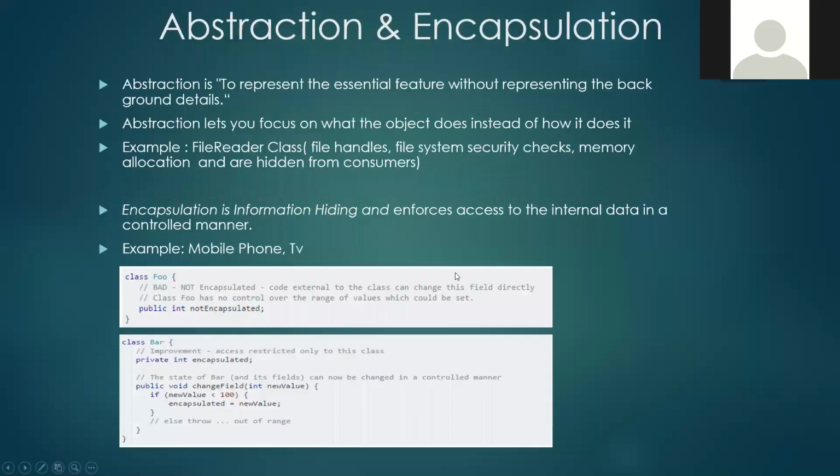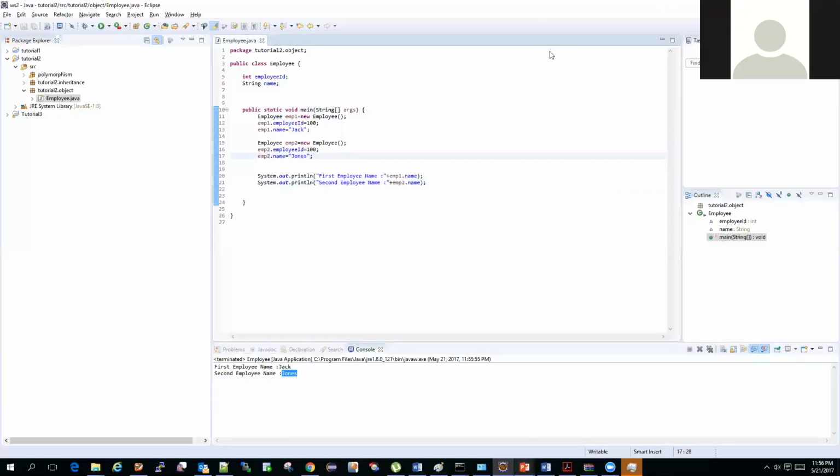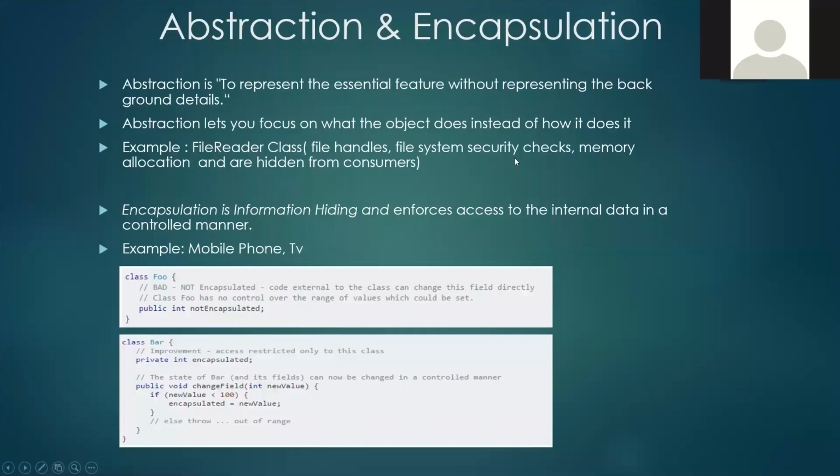I'll go to the next slide. The next thing I'll be explaining is abstraction. So what is abstraction? Abstraction is to represent the essential features without representing the background details. Abstraction lets you focus on what the object does instead of how it does it, right?